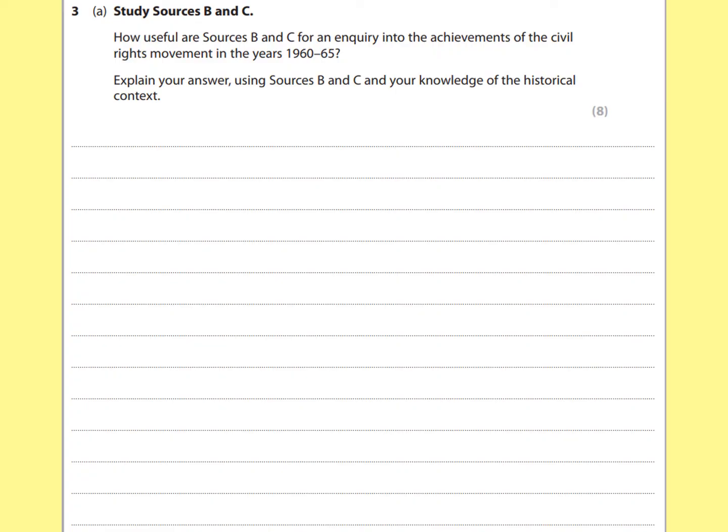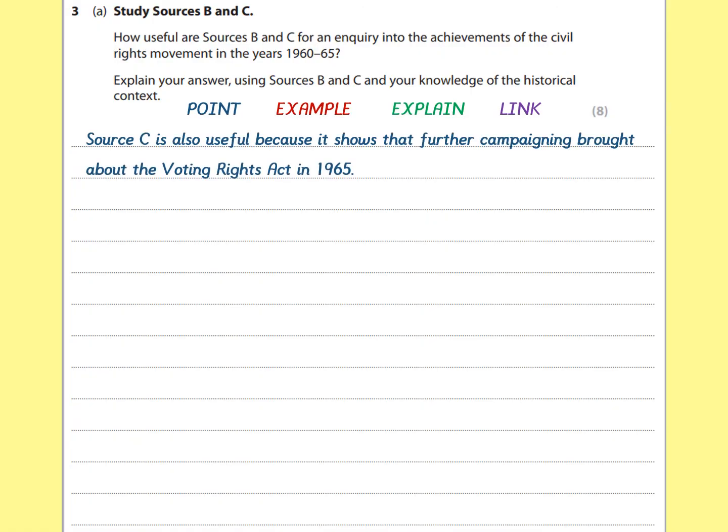In the previous section, I focused on source B. I looked at its uses and then at its limitations. I'm now going to do the same with source C. But bear in mind, another equally valid approach might be to look at the uses of source B and the uses of source C, and then look at the limitations of source B and source C. It really doesn't matter. But now I'm going to look at the usefulness of source C.